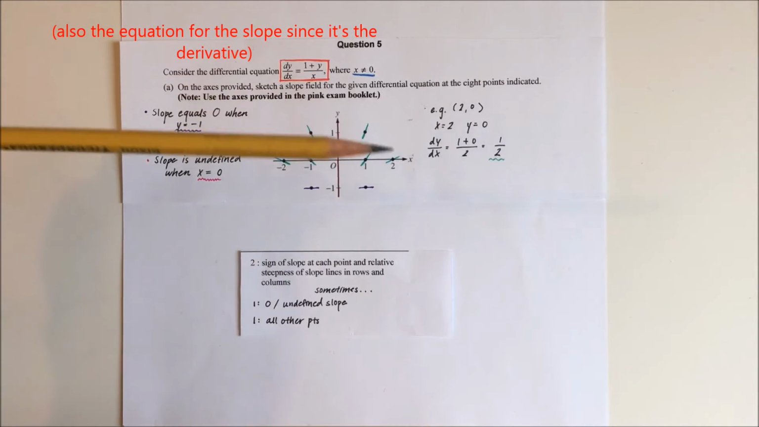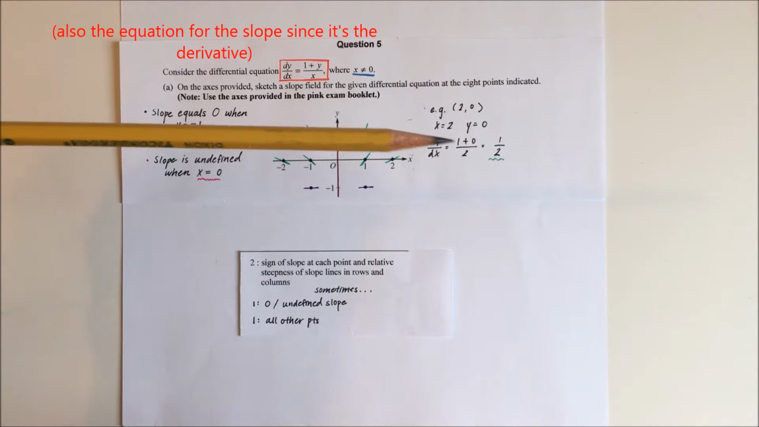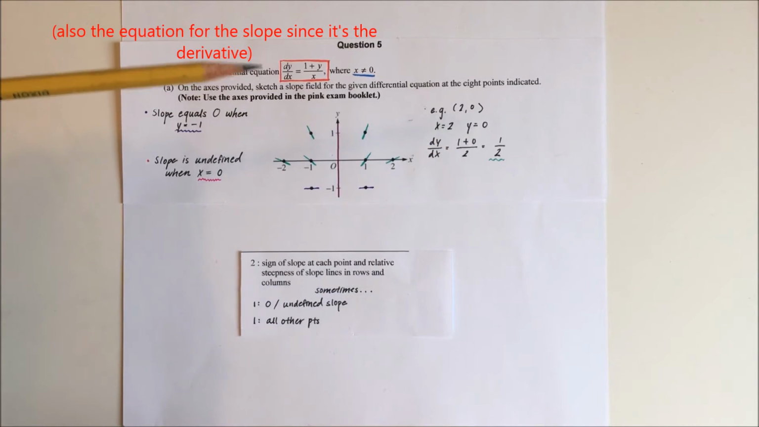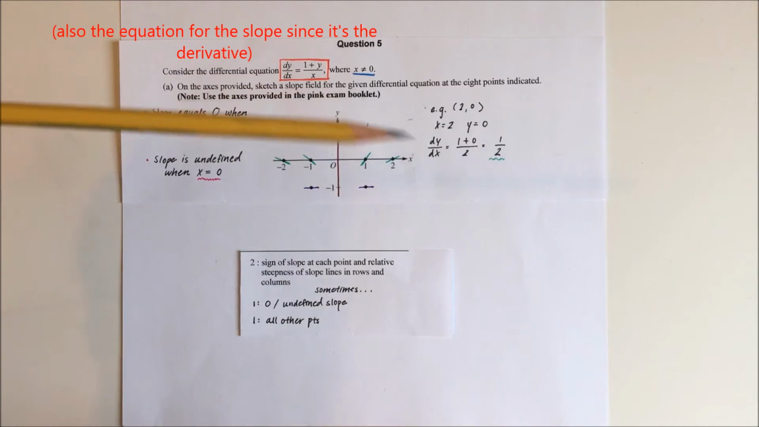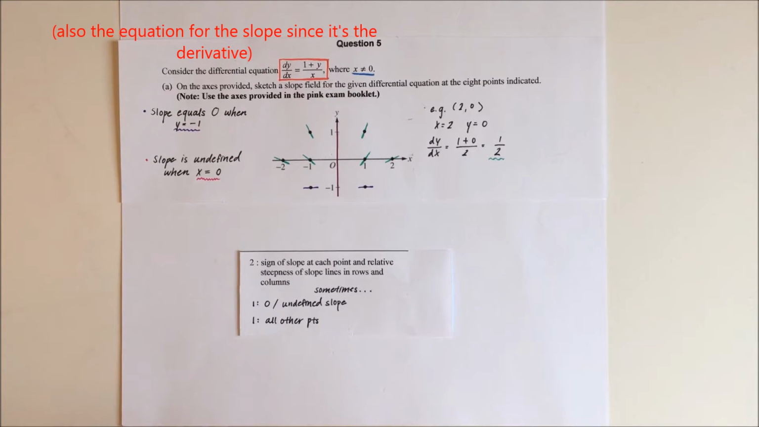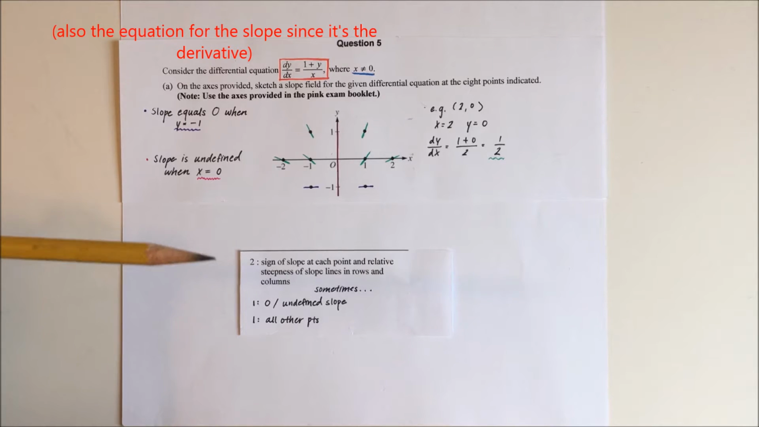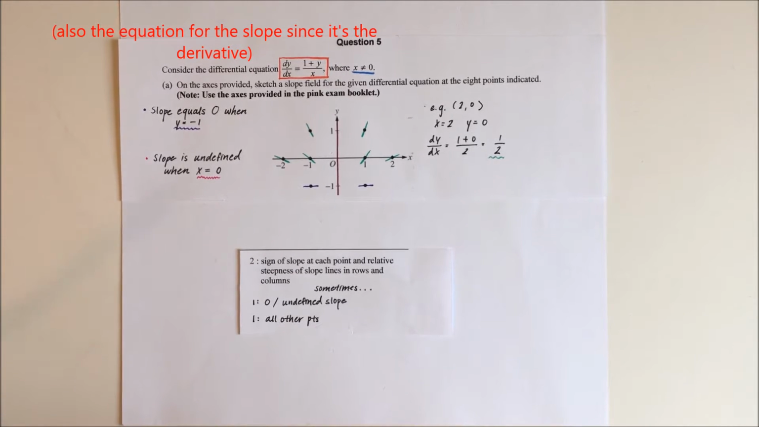So for example, for the point (2, 0), x is equal to 2 and y is equal to 0. Plugging these two values back into the differential equation, we get 1/2. And we can do this for all the other points that do not have a slope of 0 or a slope that is undefined.